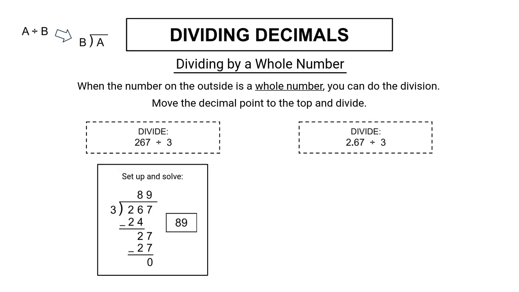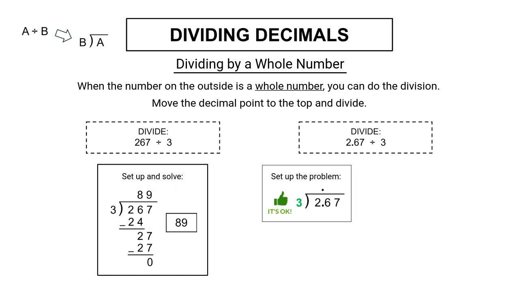So let's start off for when there's a whole number on the outside. So when there's a whole number on the outside of the division, you can go ahead and do it. Just move the decimal point to the top and divide. So looking at this first example, it's just normal long division. You're doing 3 going into 267, you get 89. It's no different with decimals.